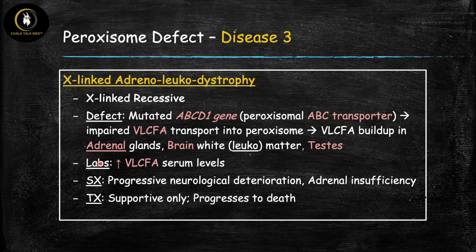So the labs here, again, are going to be specific to high levels of very long chain fatty acids in the serum because that's the molecules that are not getting broken down. And the symptoms are going to be pretty significant here because of the effects on the brain and the white matter. So this is going to cause progressive neurological deterioration. And of course, the effects on the adrenal glands is going to cause adrenal insufficiency. And again, this is one of those where the prognosis is very poor, treatment is supportive only, and this usually progresses to death.